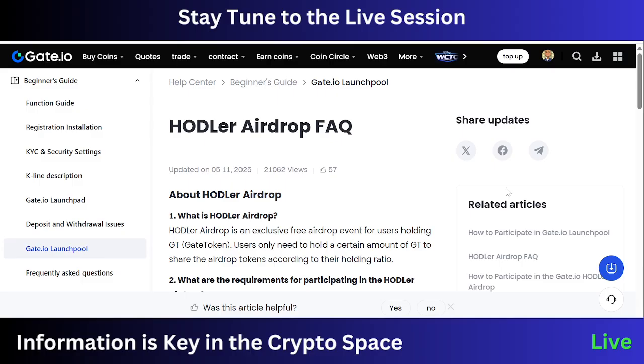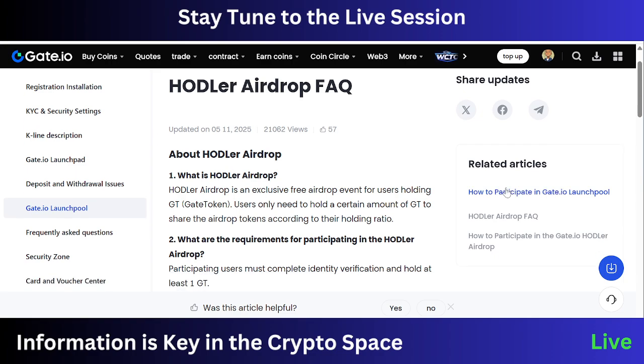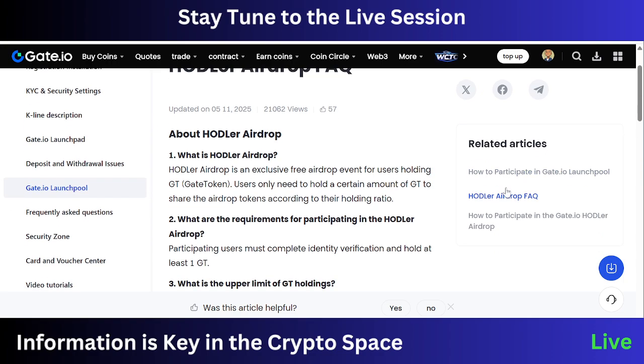So let's now look into understanding the holders airdrop. What is the Gate.io holder airdrop? Holder airdrop is an exclusive free airdrop.